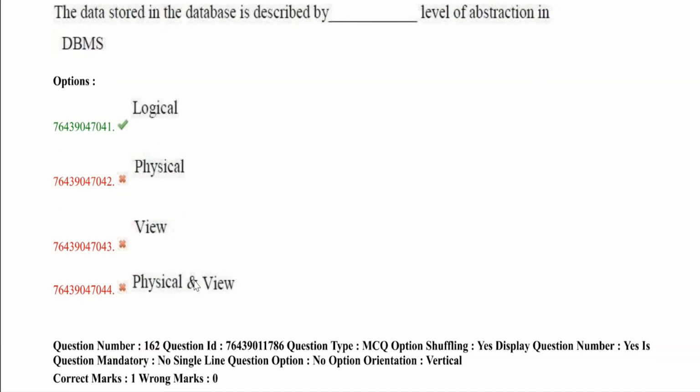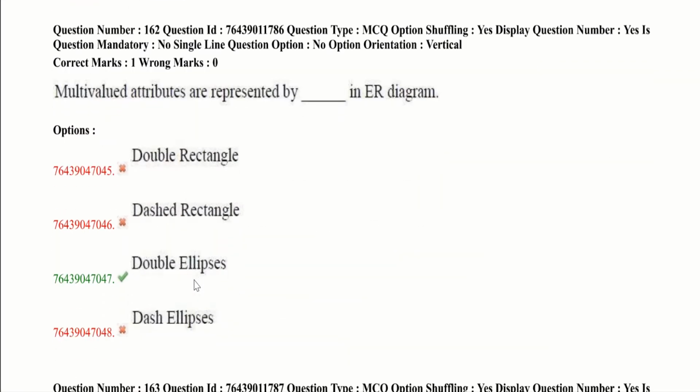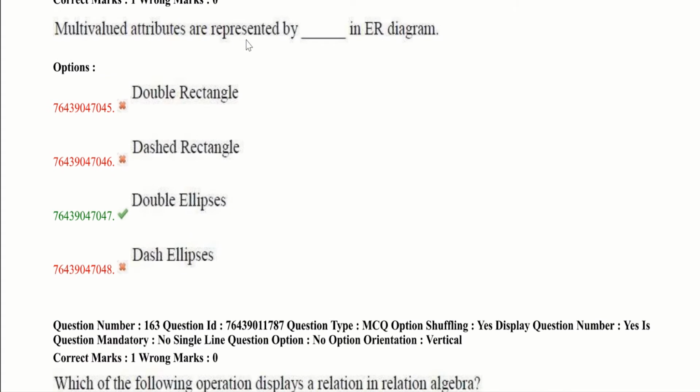Now let's go to the second question. Multi-valued attributes are represented by dash in ER diagrams. It's a double ellipse. A double ellipse is used for multi-valued attributes. Get into the link in the description to find all symbols and their usage. Hardly there will be 10 symbols only.